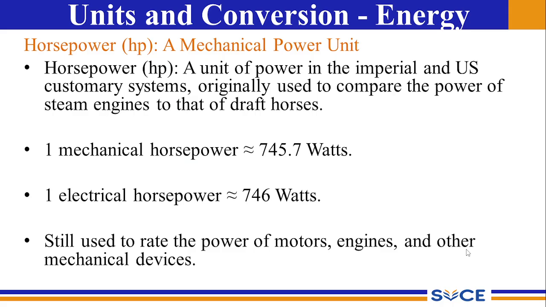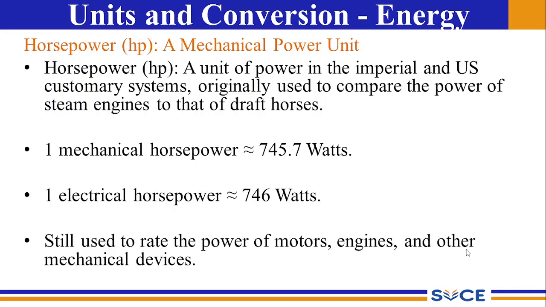Okay. Another important unit is horsepower. Horsepower is very commonly seen. We get this term when you're talking about the power generated in supercars, 200 horsepower, 600 horsepower. So where does this come from? It is a unit of power in the Imperial and US customary systems. It is used to compare the power of steam engines to that of draft horses. Yes, it all started with steam engines.